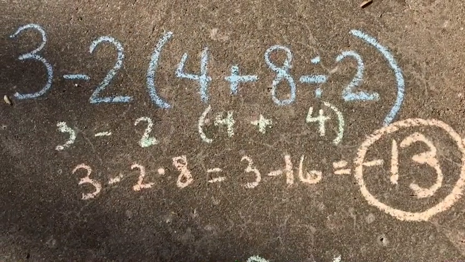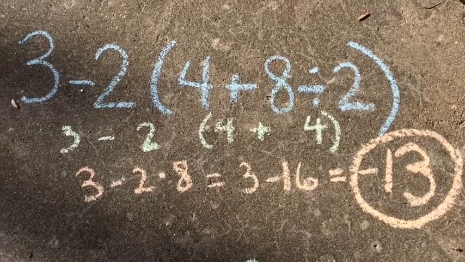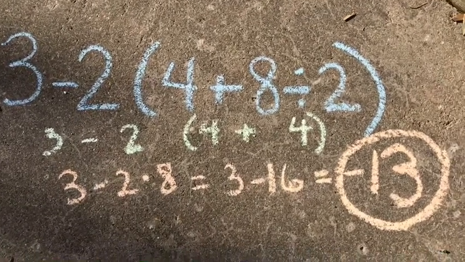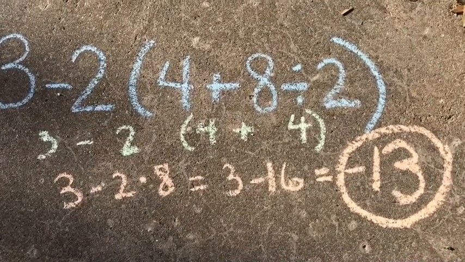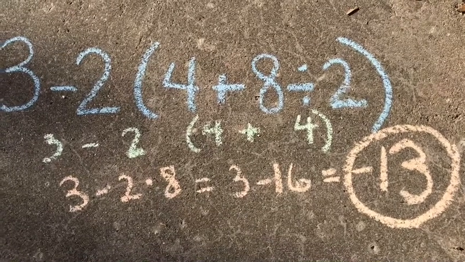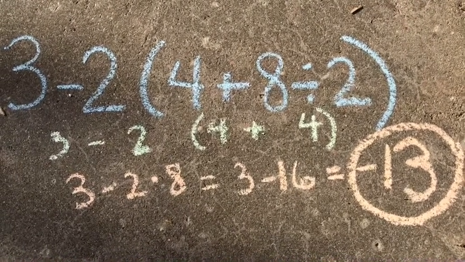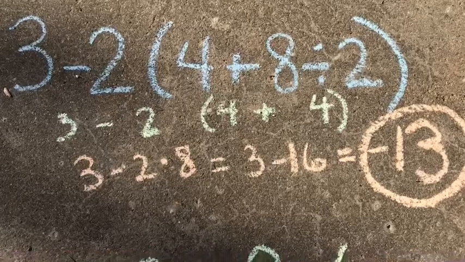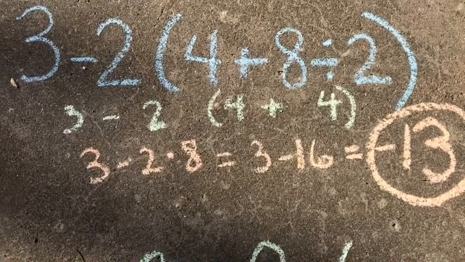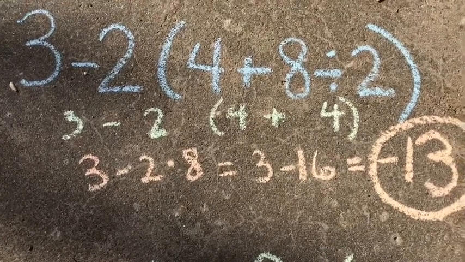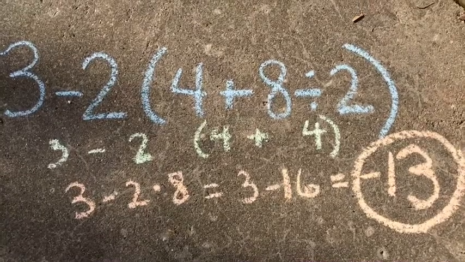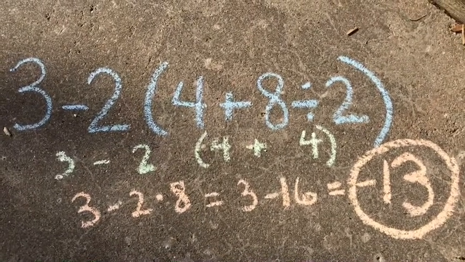So how did you do? For this first one, inside of the parentheses, we have to do the division first. So 8 divided by 2 is 4. 4 plus 4 is 8, right? So then we take 3 minus 2 times 8. So we have to do the multiplication first. 3 minus 16 is negative 13.